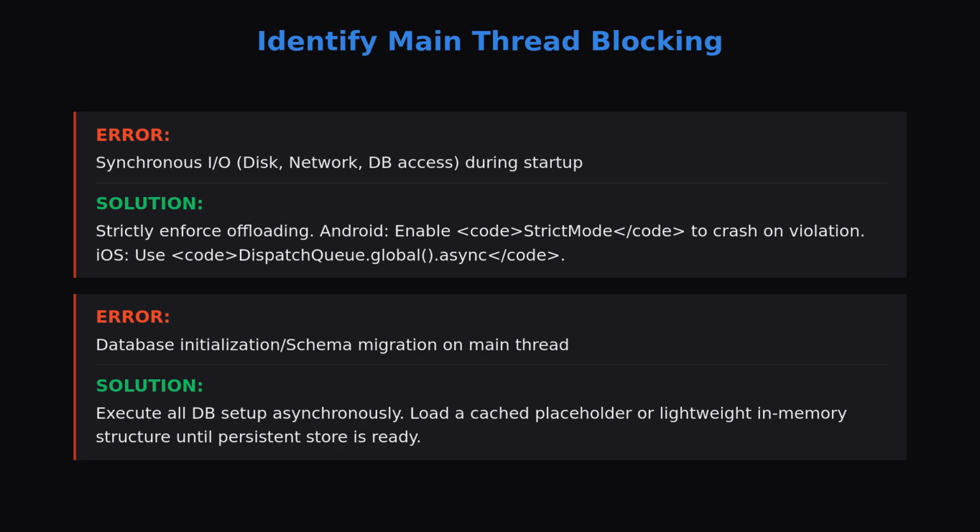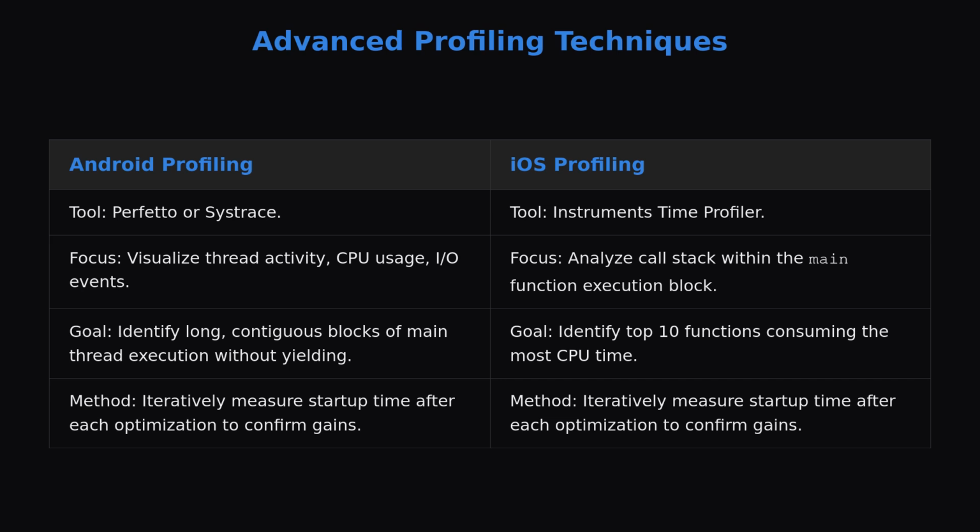Use DispatchQueue.global().async or similar concurrency primitives on iOS to offload heavy computations immediately. Database initialization, including schema migration checks, must be executed asynchronously off the main thread. If data is required immediately for display, load a cached placeholder or use a lightweight in-memory structure until the persistent store is fully ready. Use platform-specific profiling tools to pinpoint exact bottlenecks in execution.